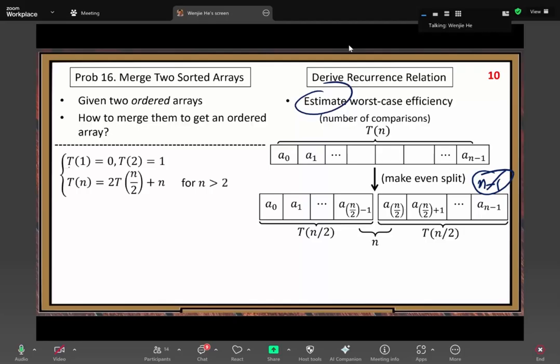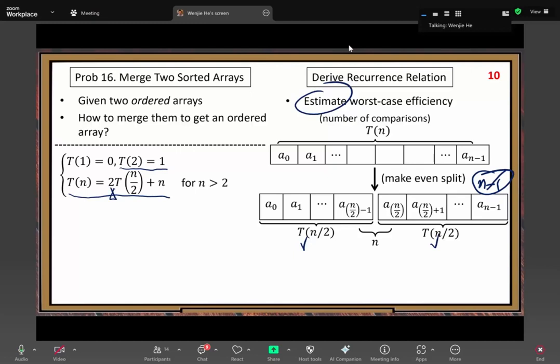For a one element array, no comparison. For a two element array, one comparison. Then the general case, T of n equals 2 times... So here you need to pay the cost of the conquer step. Conquer the first subarray, T of n over 2. Conquer the second subarray, another T of n over 2. So 2 times T of n over 2.